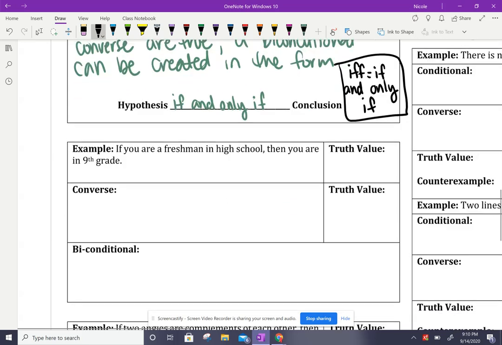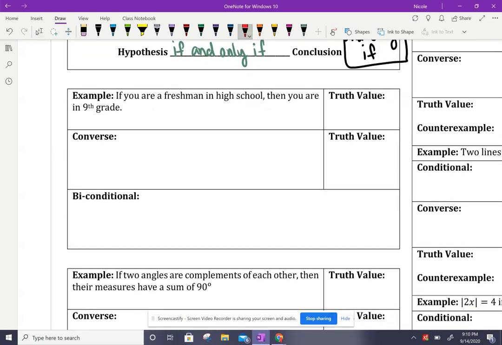So we're going to take a look at some examples and see if we can create some biconditionals. My first one says, if you are a freshman in high school, then you are in the 9th grade. As a conditional statement, is that true? If you're a freshman in high school, are you considered to be in the 9th grade? Yeah, that's true.